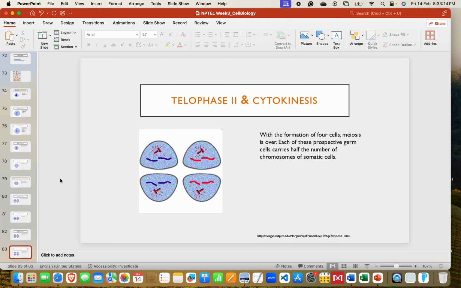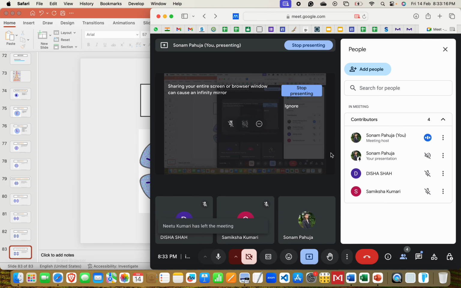So here ends mitosis and meiosis. I hope it is clear. Any doubts still?